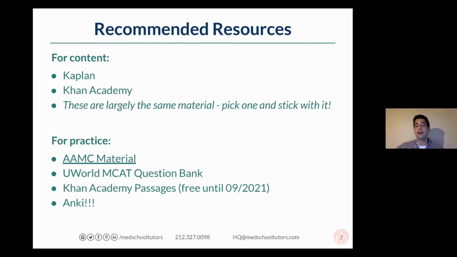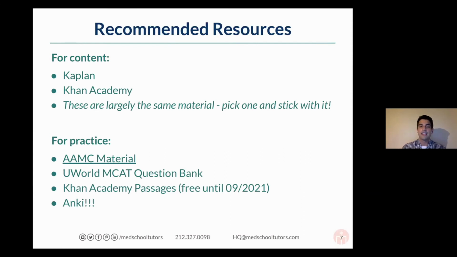The other thing I'll recommend, and I think this is the most underrated MCAT resource out there, is the UWorld MCAT question bank. UWorld is a resource that has basically 2,000 questions. They're going to be passage-based and discrete. And you can use them to get practice for every science section, even CARS, as you're going through your prep before you get into the AAMC material.